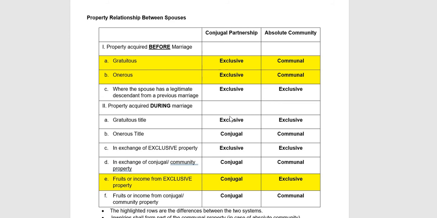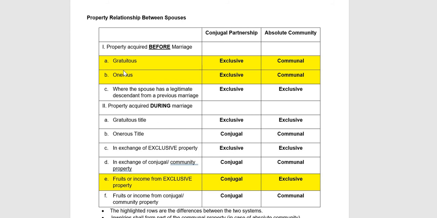However, all properties acquired during marriage, except those inherited, are considered communal property. As for the absolute community, the property you owned before marriage, or the property you brought into the marriage, will form part of the communal property. But there are some exemptions, okay? So let's discuss the summary.